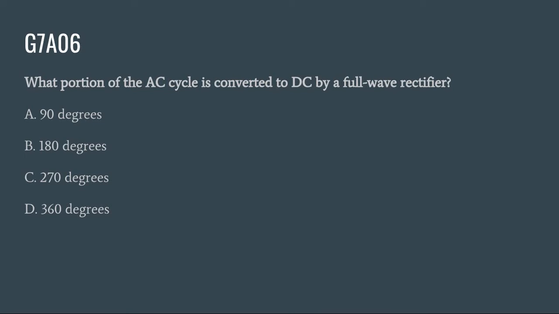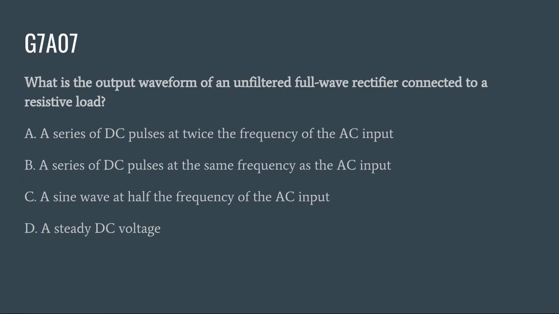G7A06. What portion of the AC cycle is converted to DC by a full wave rectifier? A. 90 degrees. B. 180 degrees. C. 270 degrees. Or D. 360 degrees. Correct answer here, D. 360 degrees.